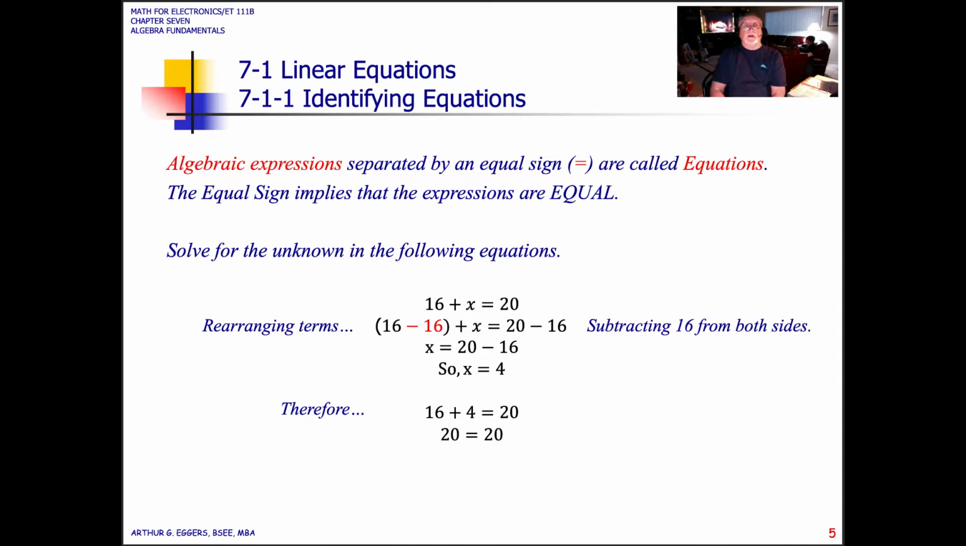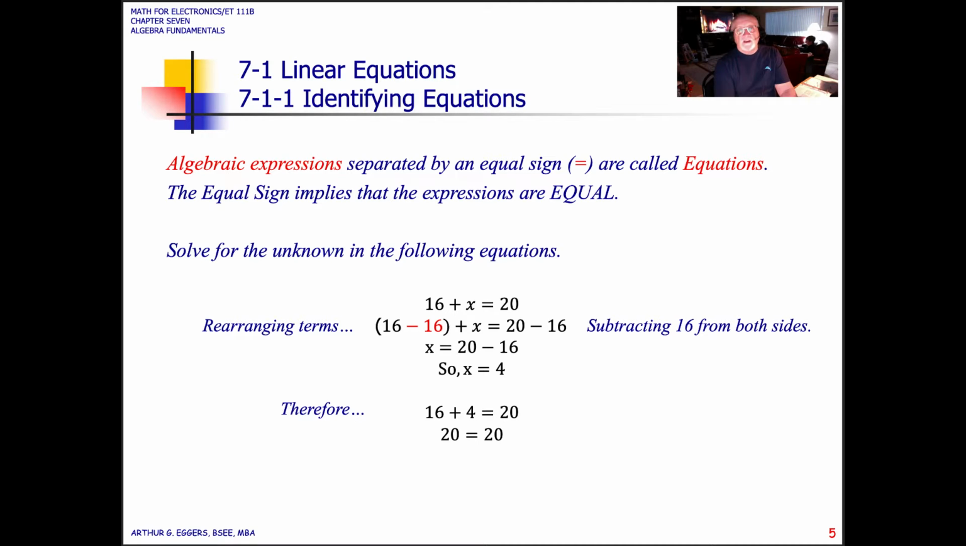So in looking at linear equations, they're algebraic expressions separated by an equal sign. That's why we call them equations. Equals, equations. The equal sign implies that the expressions are in fact equal. So if we look at the example here, solving for the unknown, and that's typical in these types of math expressions, you're solving for the unknown. There might be one unknown, there might be two, there might be more. In this case, we have one unknown.